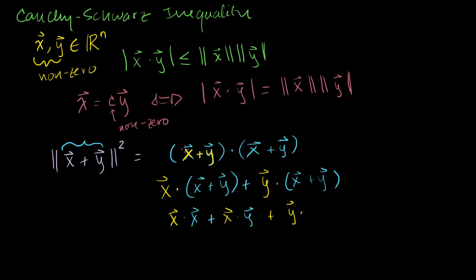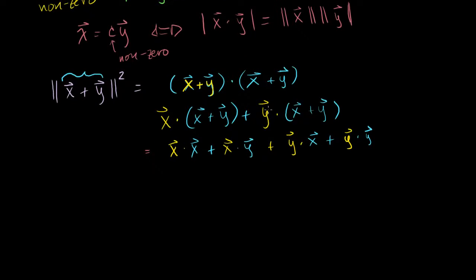So y dot x plus this yellow y dot the yellow x, sorry, dot the blue y. So the length of our vector x plus y squared can be rewritten like this. And I'll just switch back to one color. So this equals that. And all of that, what does this equal?